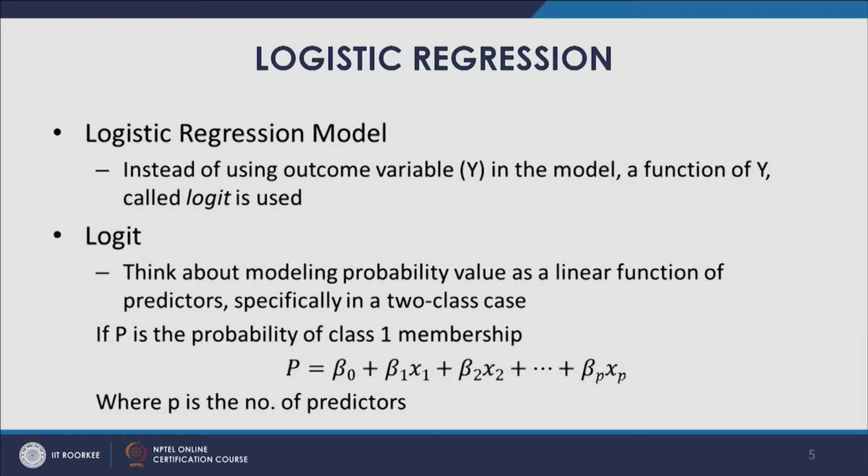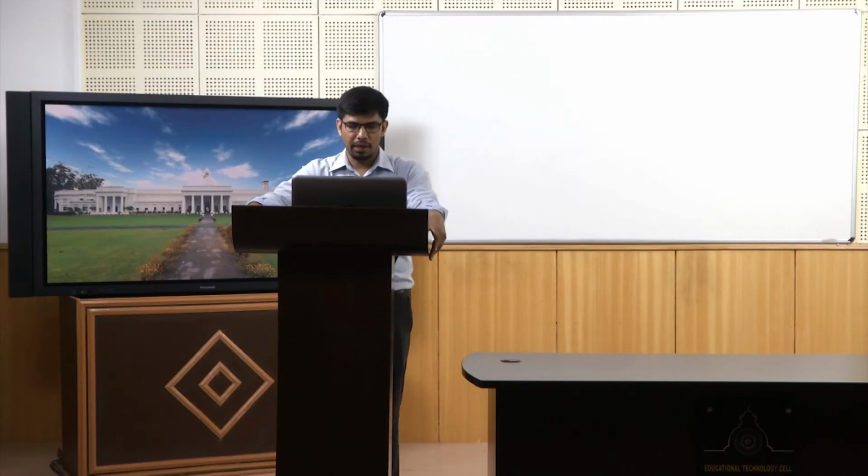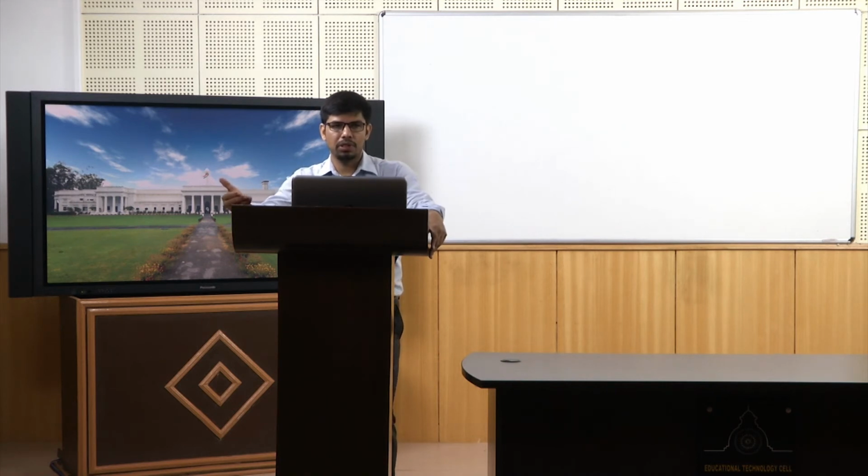So let us move forward. What do we do in the logistic regression model then? Instead of using the outcome variable y, which is a categorical variable, a function of y called logit is used in the model. Let us understand what this function is about. Before we reach the standard logistic regression model and discuss logit and related concepts, let us think about modeling a probability value as a linear function of predictors, specifically in a two class scenario. If we have just two classes, we need to estimate only one probability value, the probability of belonging to class 1; the other would be 1 minus this probability value.